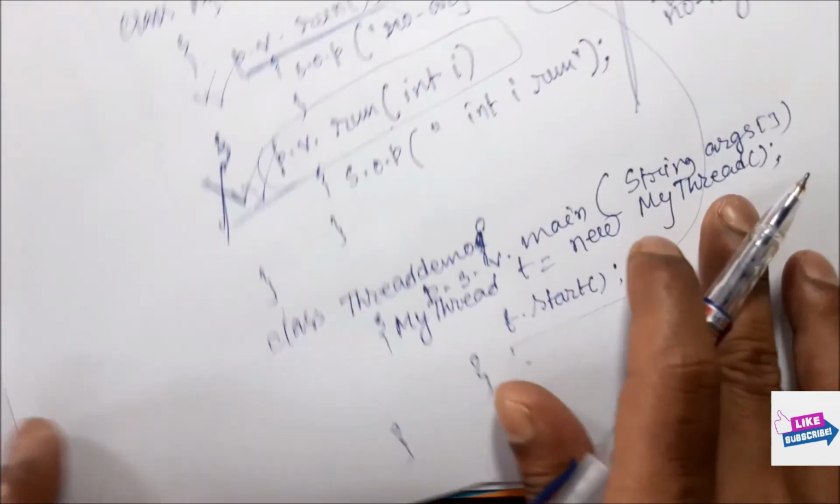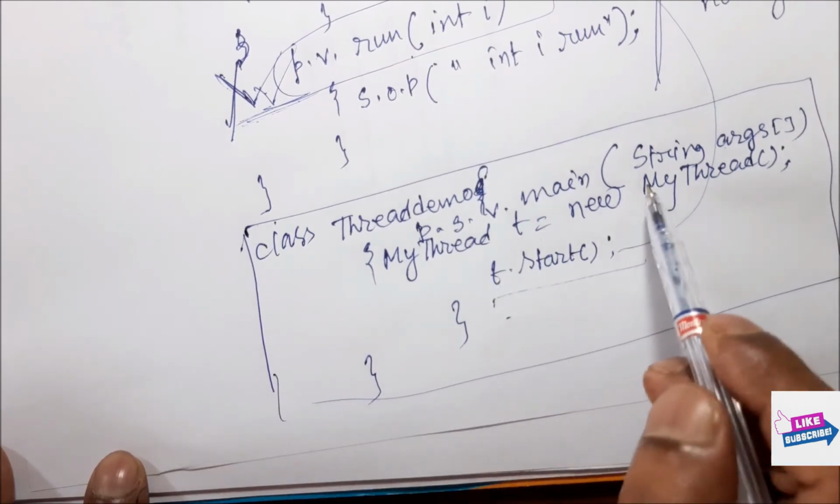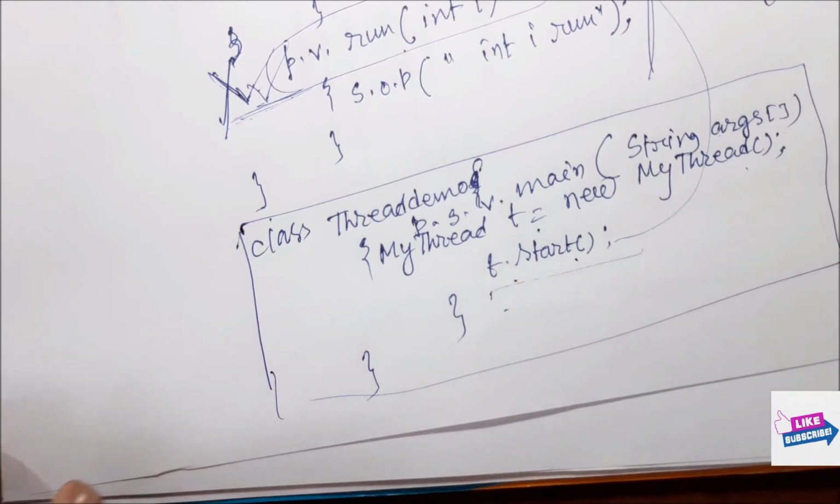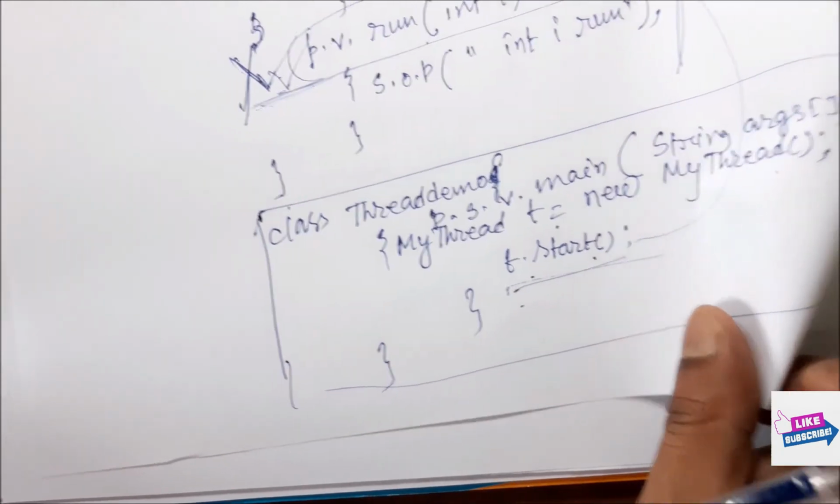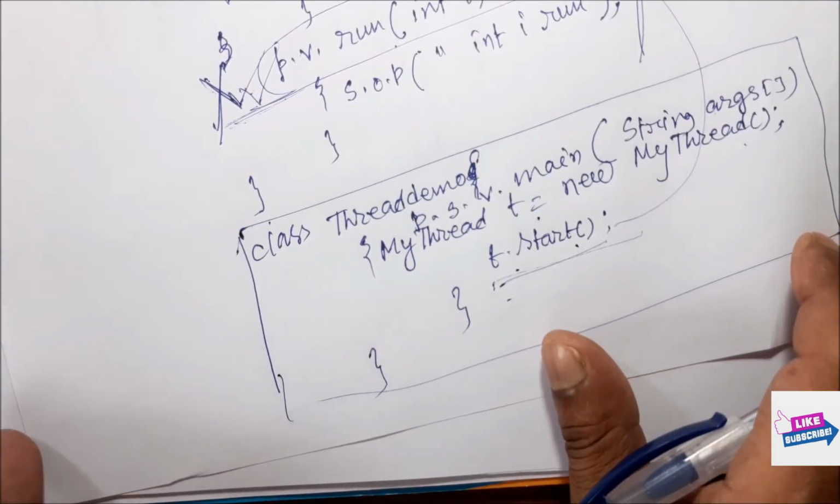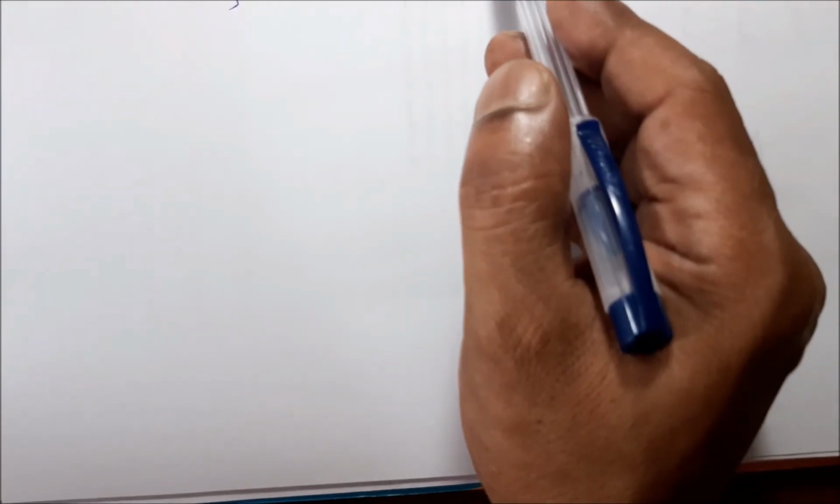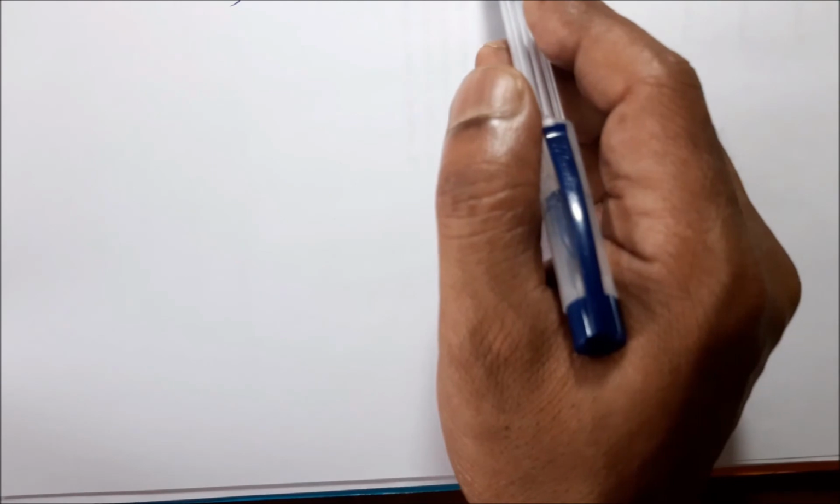Now if I call this, look at this part. In the ThreadDemo class, public static void main(String[] args), Thread t equal to new MyThread, and t.start. What will happen? t.start will call the run method, but I have not written any run method here. What will happen? It automatically calls the Thread class run method, because it extends the Thread class. So there is no run method here, but it will automatically call the superclass run method, that means the Thread class run method.